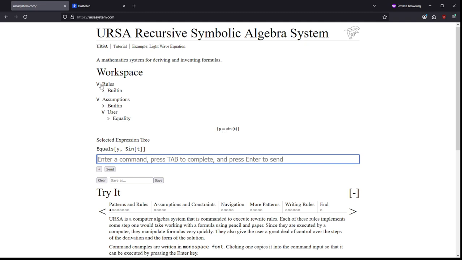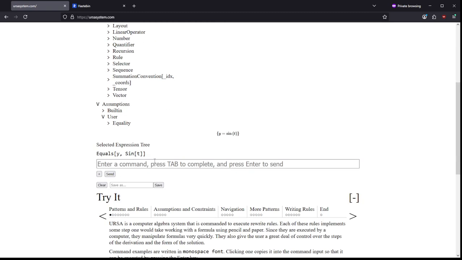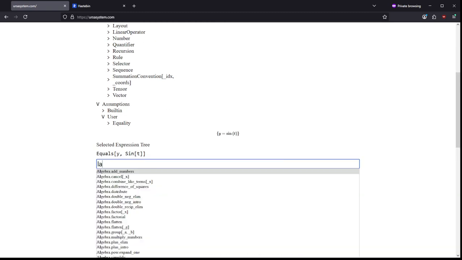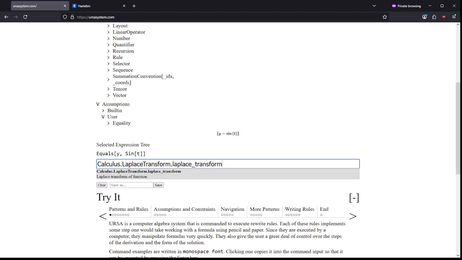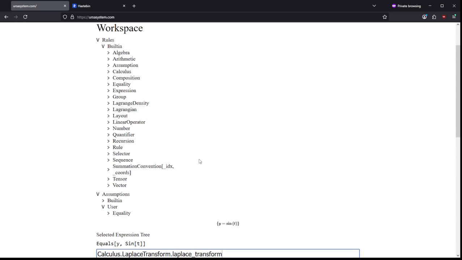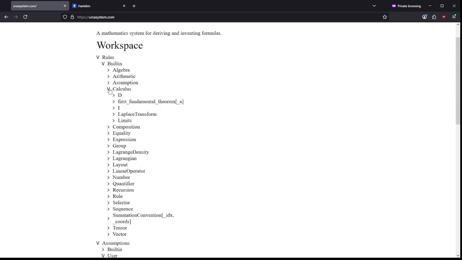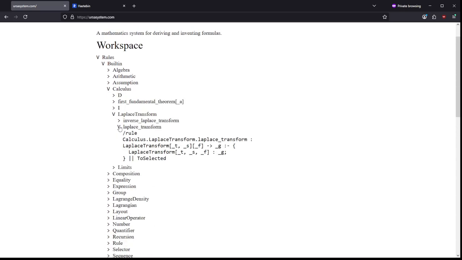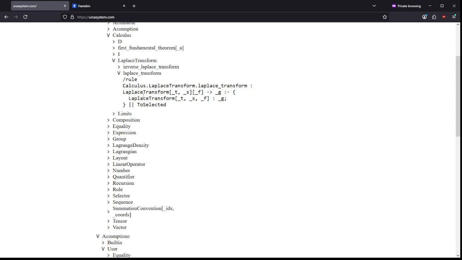The Laplace transform rule, if we go into rules, under built-in, the Laplace transform rule, if I type this in and tab complete it, it's in calculus.laplacetransform.LaplaceTransform. So we'll go to calculus, Laplace transform, and this is the definition of the rule. So it says slash rule, and then this is the name of the rule, colon, and then there's a left-hand side and a right-hand side. The left-hand side is what's pattern matched when you run the rule.